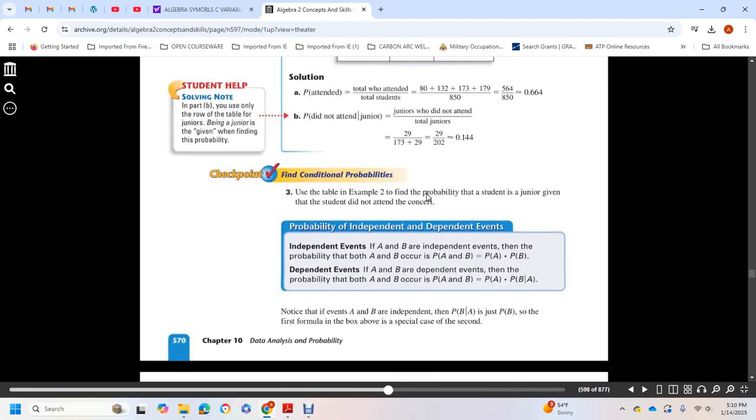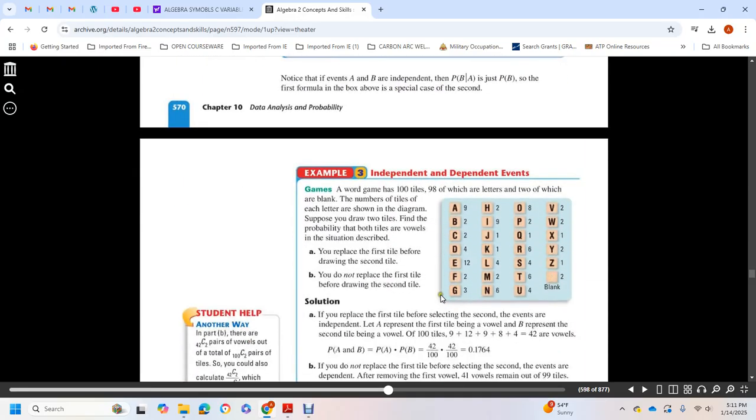Probability of independent events: if A and B are independent events, then the probability of both A and B occurring, probability of A and B, equals the probability of A times the probability of B. Dependent events: if A and B are dependent events, then the probability of both A and B occurring, probability of A and B, equals the probability of A times the probability of B given A. Notice that if A and B are independent, the probability of B given A is just the probability of B, so the first formula is a special case of the second.